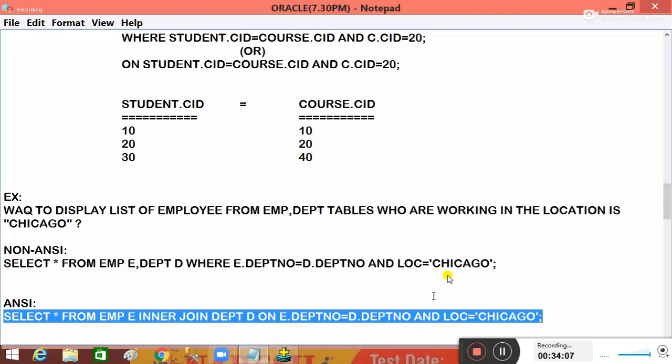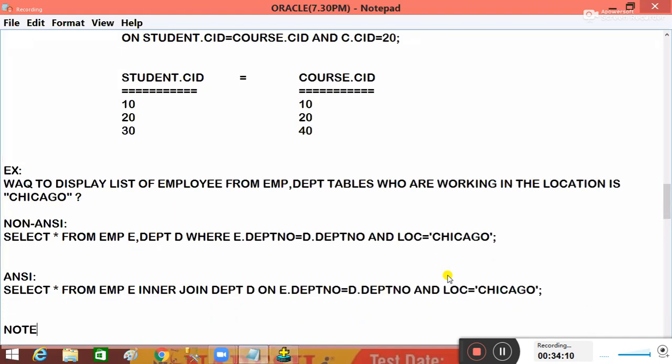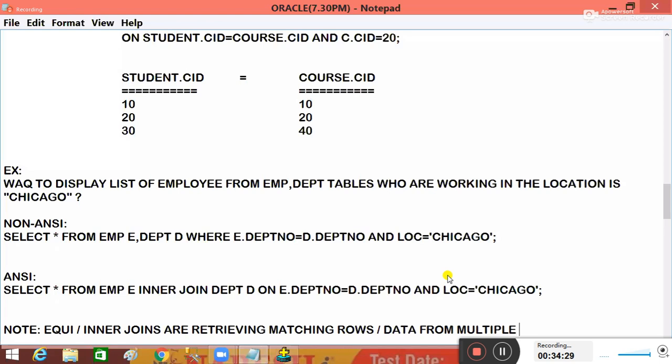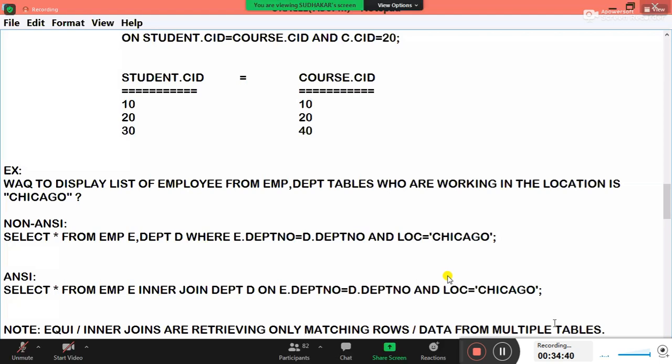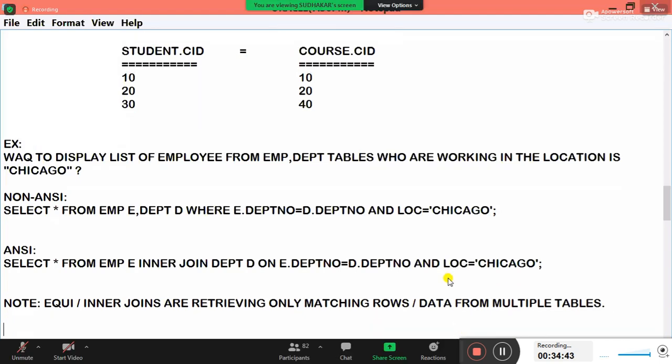Let you see, here is a note point. Equi or inner joins are retrieving only matching rows and matching data from multiple tables. That is what we identified in all these examples.